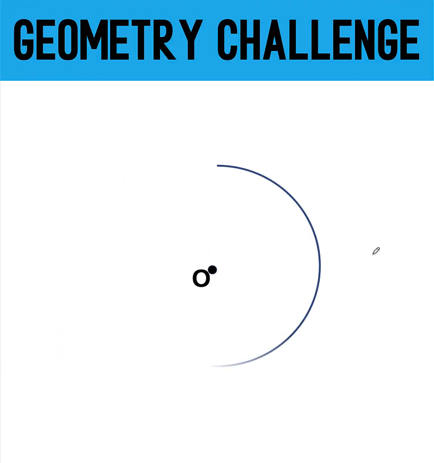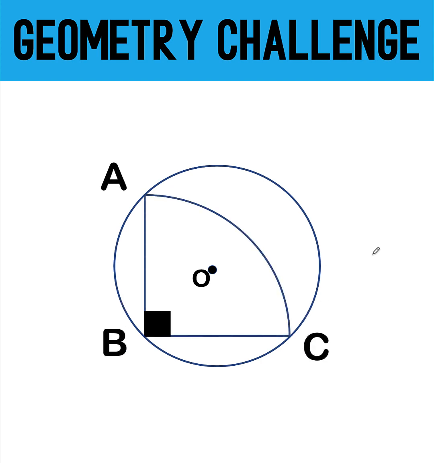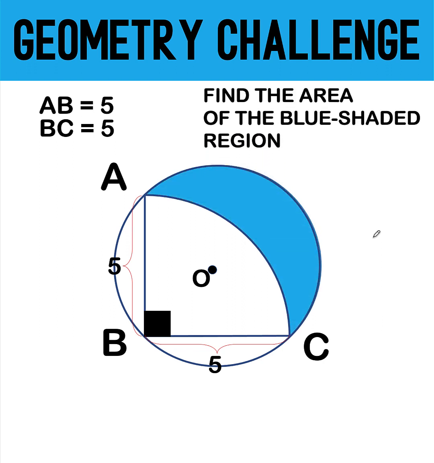Let's begin with this circle O and this quarter circle ABC. These two figures are tangent at their points of intersection at A, B, and C. It is given that the length of side AB is 5 units and the length of side BC is also 5 units. You would like to find the area of this blue shaded region. You can pause the video and see if you can solve this interesting geometry challenge.